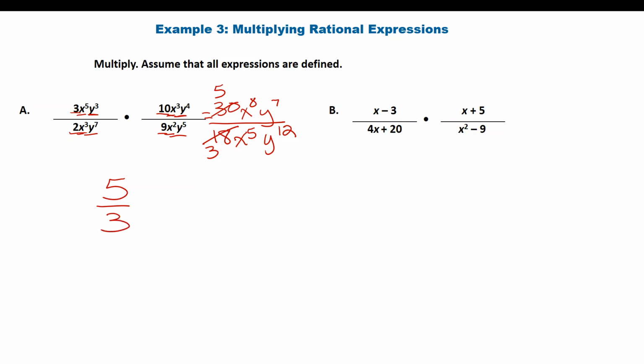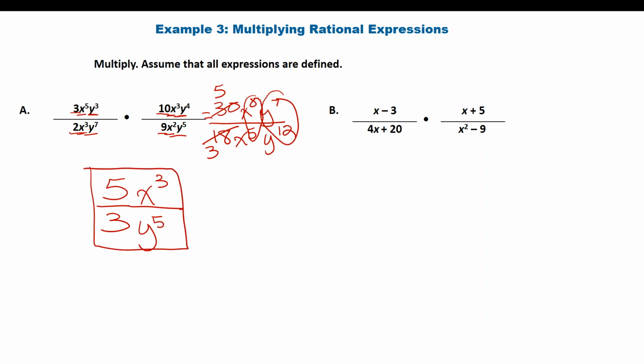Now, when we're dealing with division, we subtract our exponents. So 8 minus 5 is 3. That's positive, so it's going to go up here. 7 minus 12 is a negative 5. So that's going to leave our y in the denominator. So here is our final answer for A.